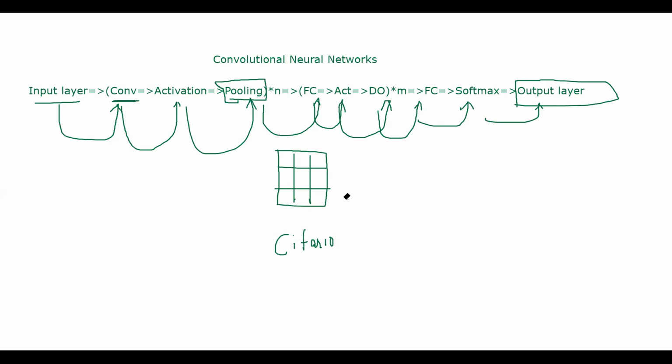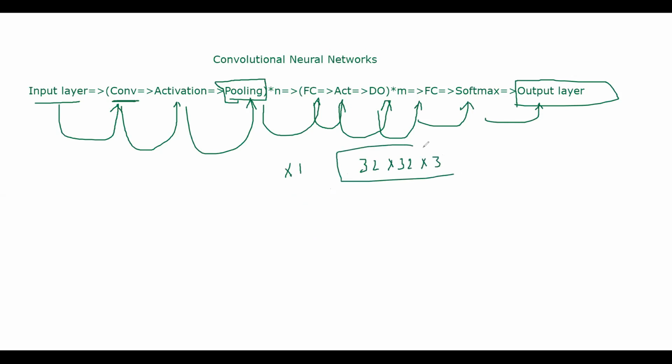CIFAR-10 is an image classification data set with 10 classes, like automobile, bird, frog, deer, cat, ship, and so on. The final output classes are 10, similar to our MNIST. But MNIST is 28 by 28 images, while CIFAR-10 are 32 by 32 images. Also, MNIST has one color channel, while CIFAR-10 has three color channels. It's an RGB image.